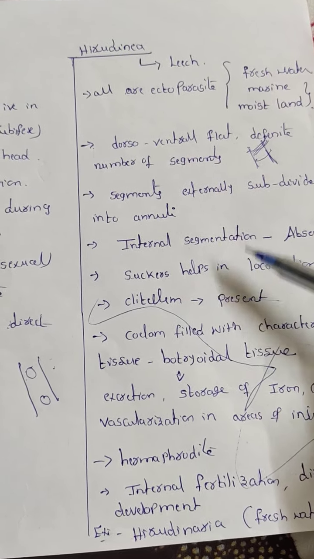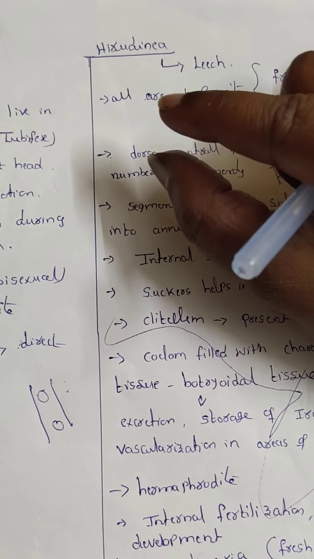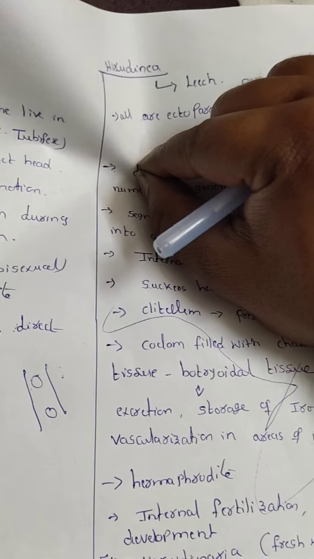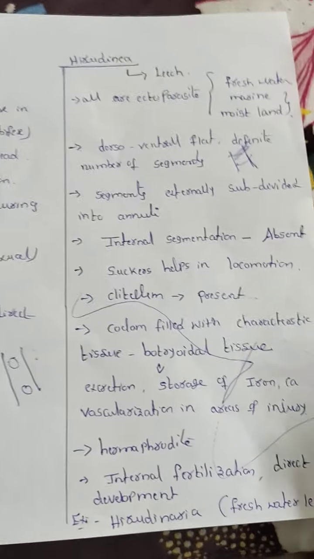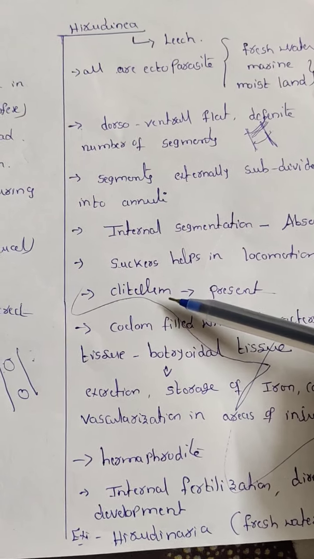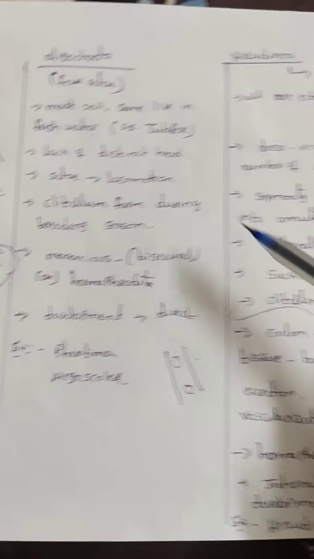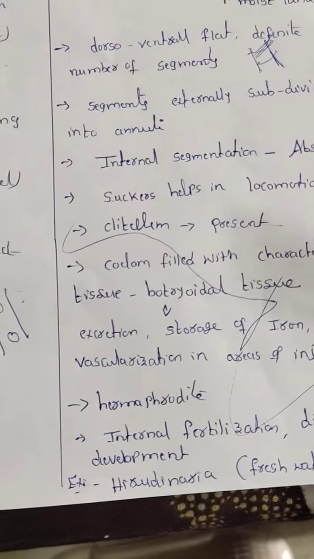Suckers help in locomotion. Suppose this one is the mouth. This mouth can suck, meaning it attaches, and the organism moves forward. That's why the sucker mainly helps in locomotion. The clitellum is present for Oligochaeta and for Hirudinea. For Polychaeta, the clitellum is absent.